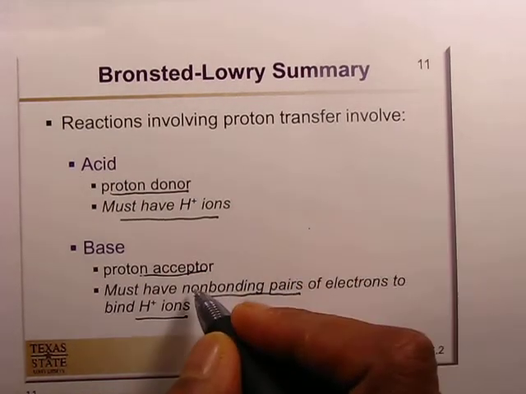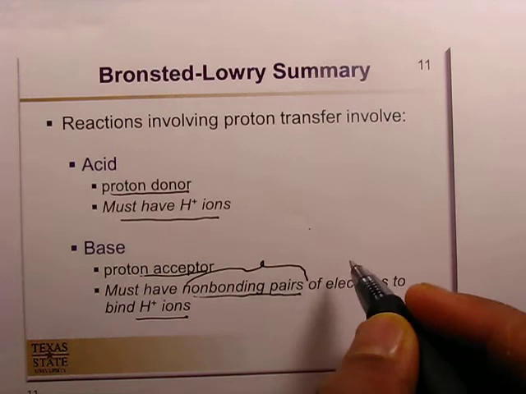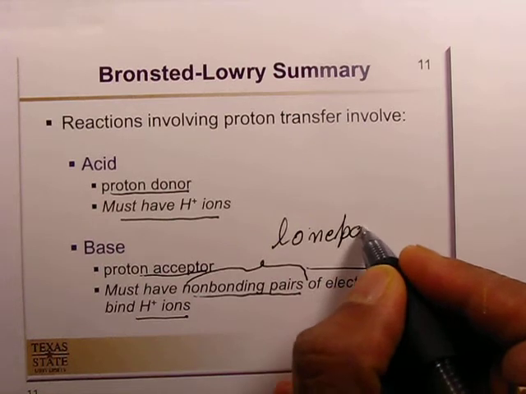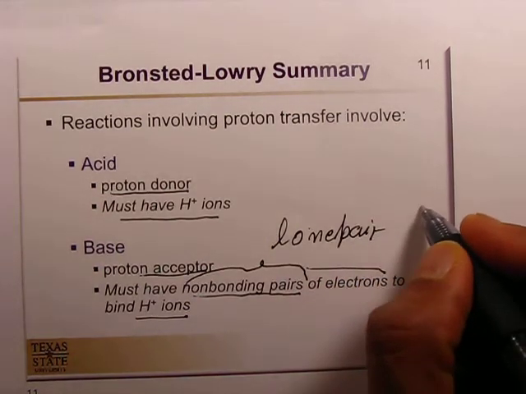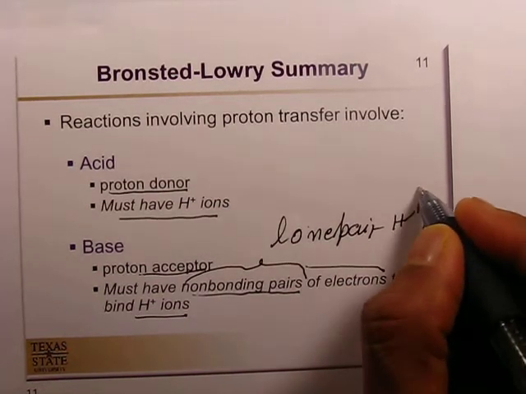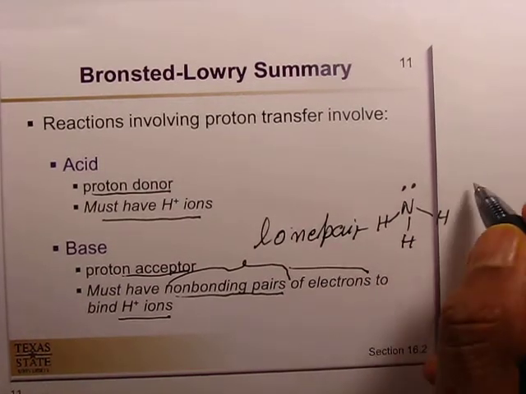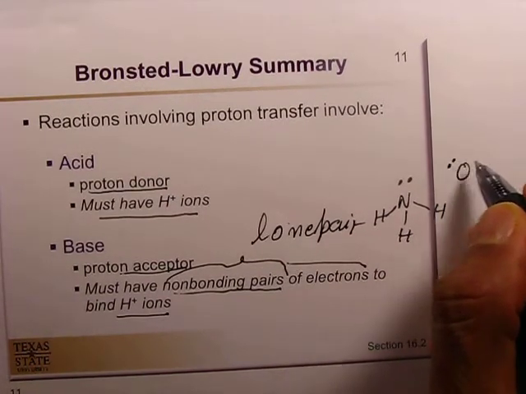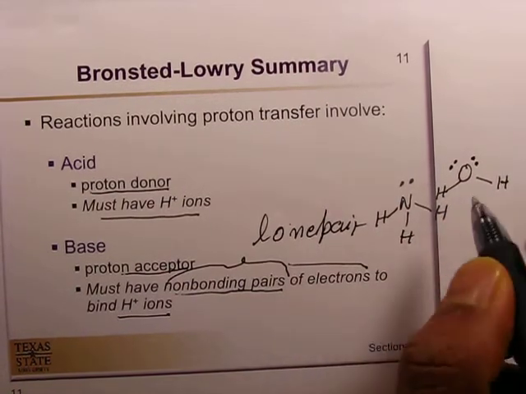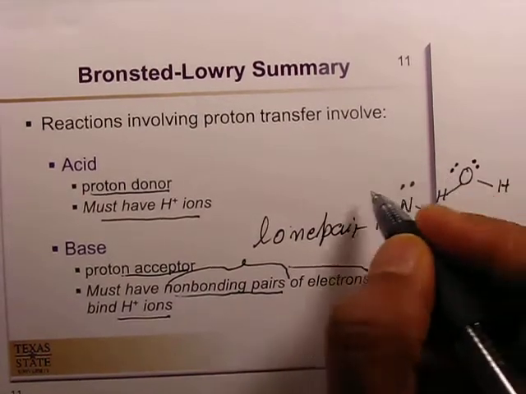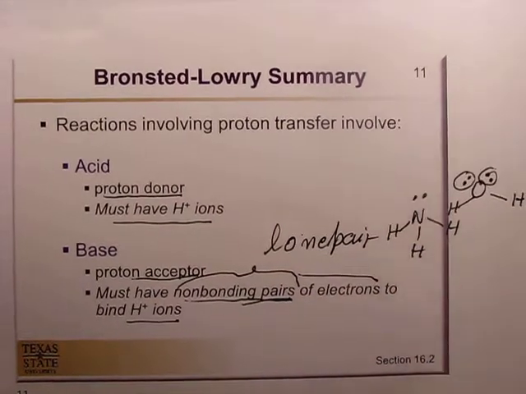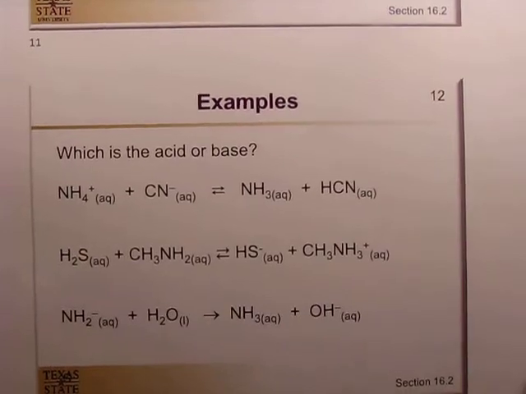A non-bonding electron pair is also called a lone pair of electrons. For example, ammonia has one lone pair of electrons, and water has two lone pairs. These are the lone pairs of electrons, or non-bonding pairs of electrons. So we'll see some examples.